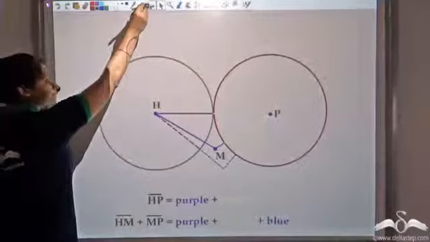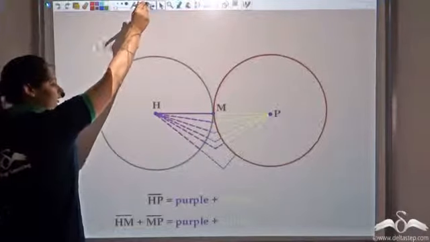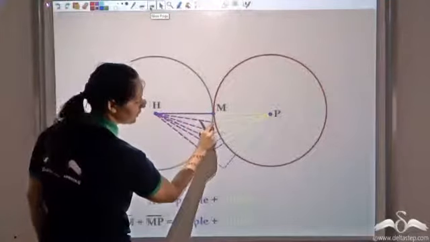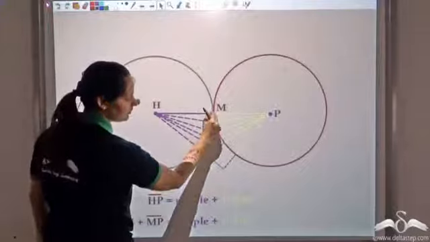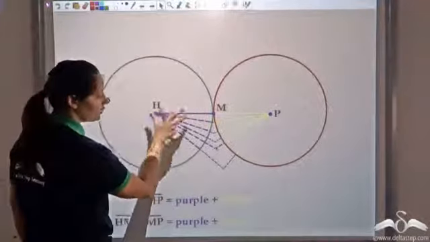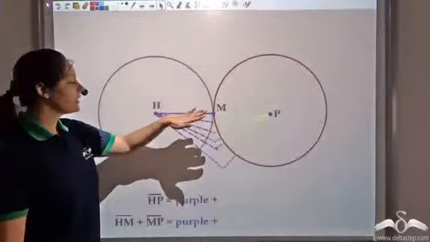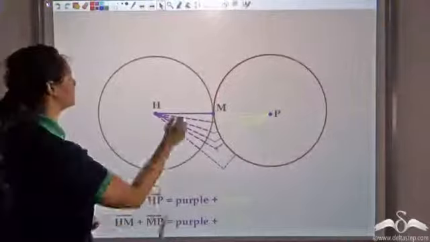Let's look at this. So, I'm decreasing my blue such that here, when I have point M here, I do not have blue. Here also I have a little blue. So, I keep decreasing my M till there is no blue left. Now, HM plus MP is equal to HP. But again, these 3 points are now collinear and hence it does not give me a triangle.